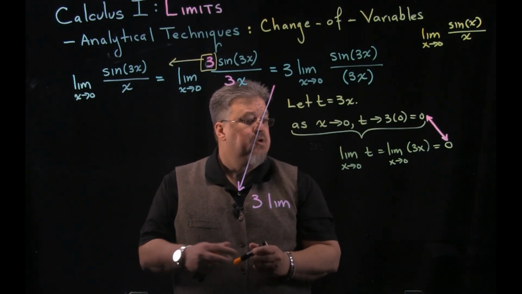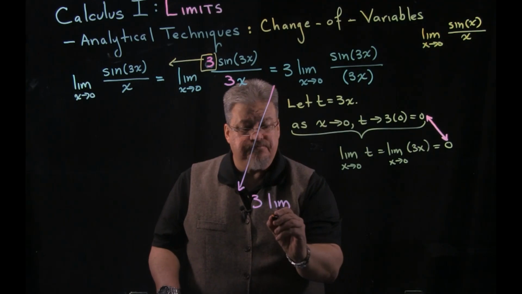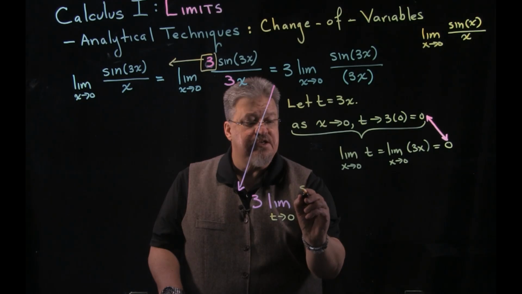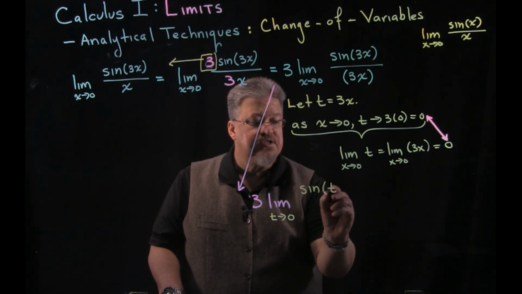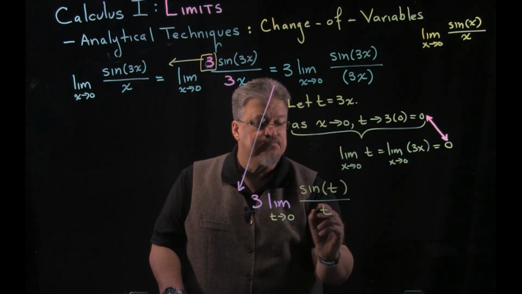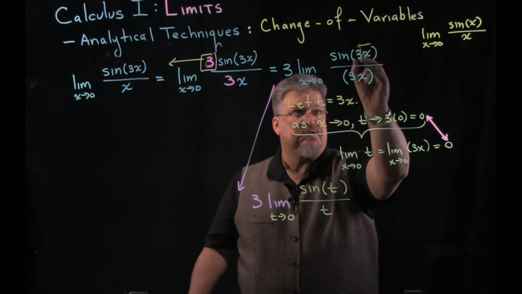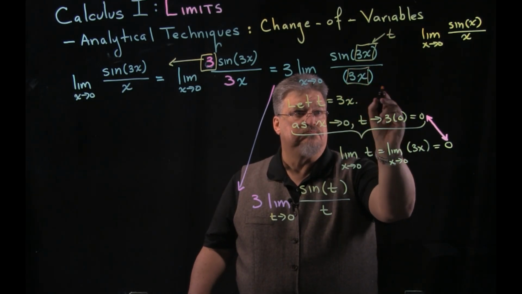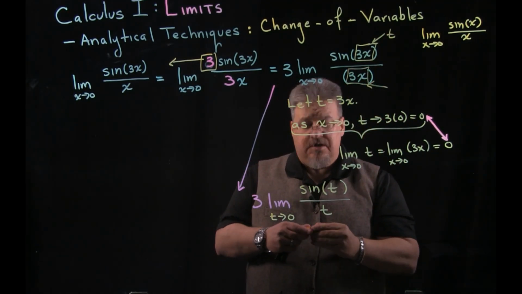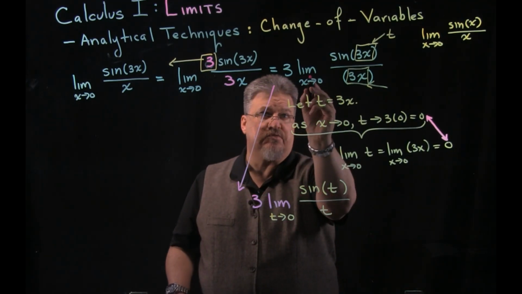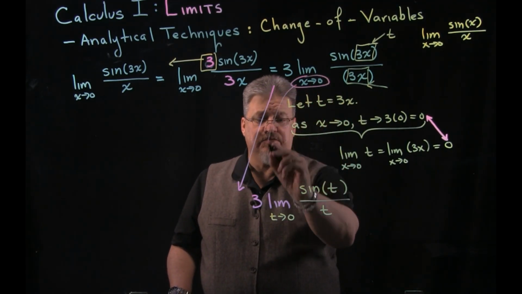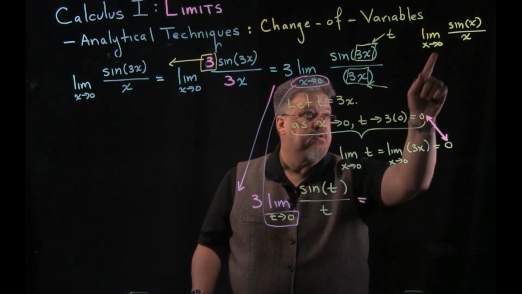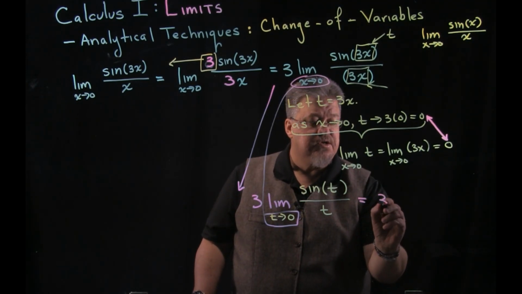So now, where is t going? t is going to 0. The limit as t goes to 0 of sine t over t, because 3x is equal to t. Now x is going to 0, so we have to recompute where the new limit's going, which we did. So now this is our version of this limit times 3, of course. So this is 3 times 1.